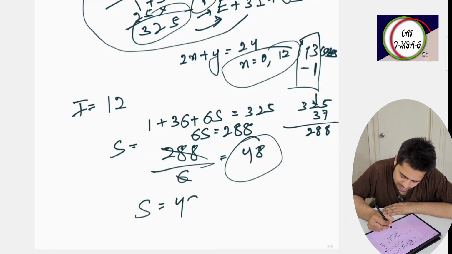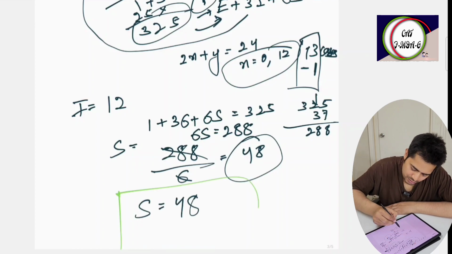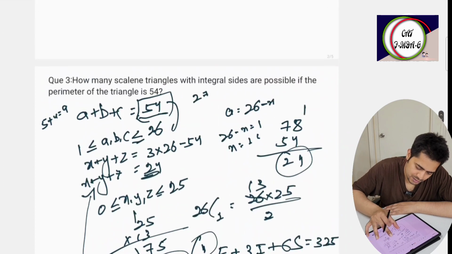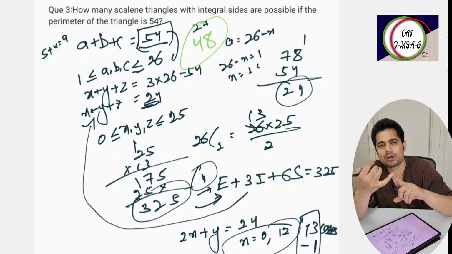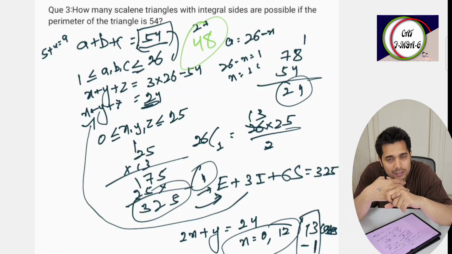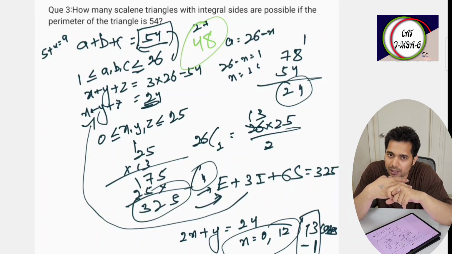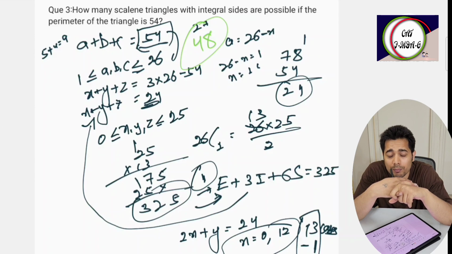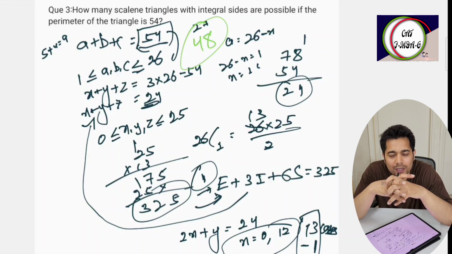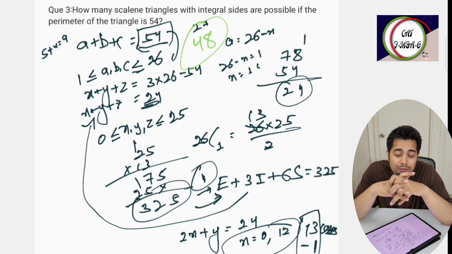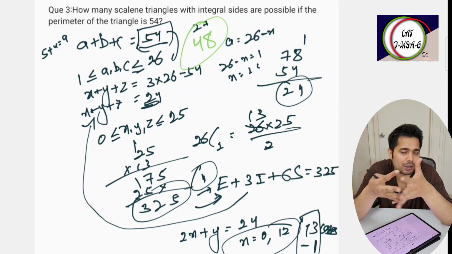So the number of scalene triangles is 48. This is the right answer. Option is not given, but 48 is the right answer. So we have learned how to find out the total number of triangles given a certain parameter, the total number of isosceles triangles, and the total number of scalene triangles. Equilateral triangles is easy. It is equal to 1 if that parameter is a multiple of 3, and equal to 0 if it is not a multiple of 3.